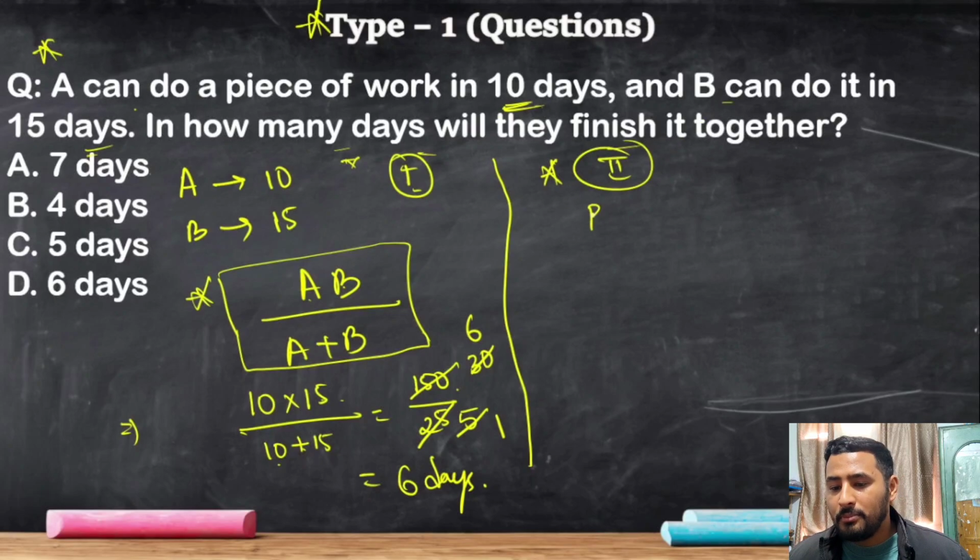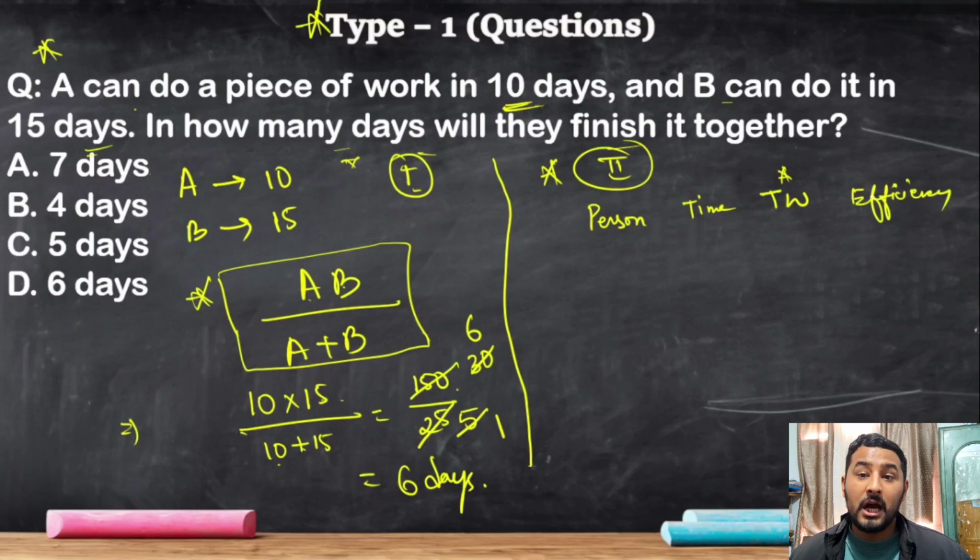First thing you should remember: the given person, then how much time they are taking, then we need to get the total work, very important. Total work, and then the efficiency. I told you about the efficiency. It is how much amount of work they are doing per day, out of the total work. So let us see how we'll get the total work.